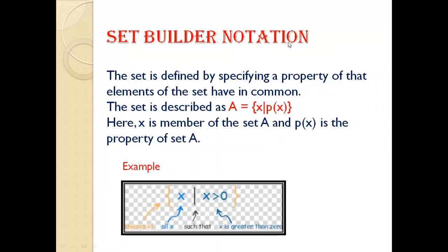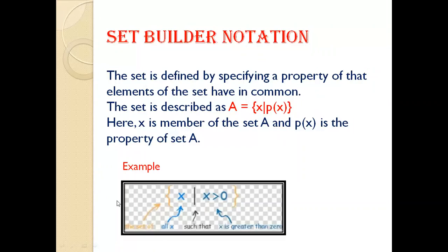Now we see set builder notation form. In set builder notation form, the set is defined by specifying a property of the elements of the set having a common property. Means there is one property which is common between the elements, and this property is specified in the set builder notation form. In this way we represent our set builder notation form. Here x is a member of the set A and p(x) is the property of the set A.